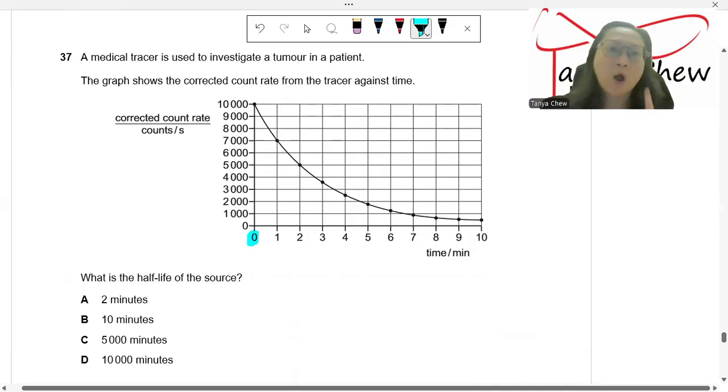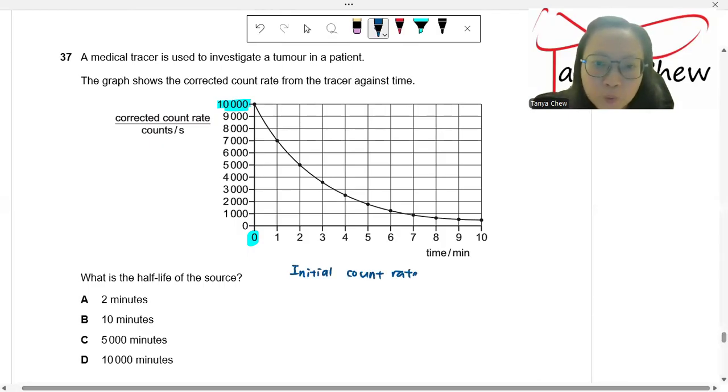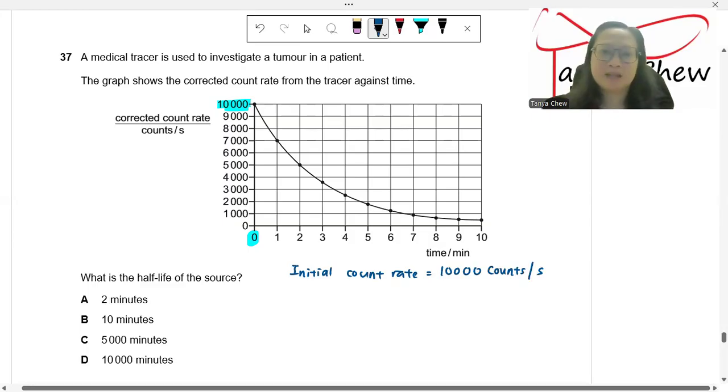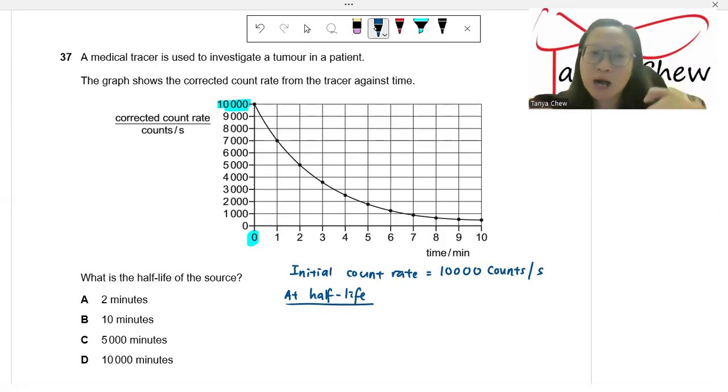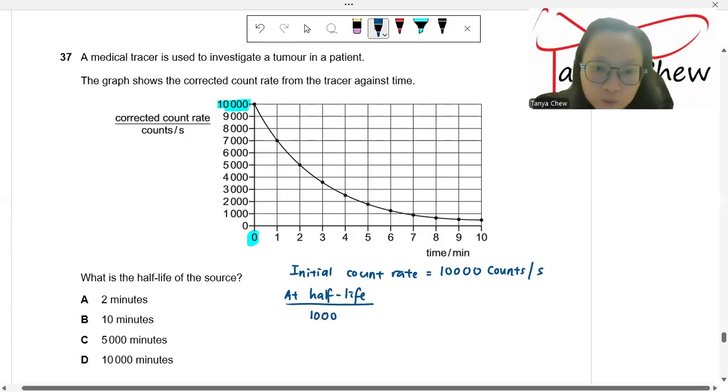When the time is equal to 0, what is the initial count rate? It is 10,000 counts per second. This is what we call the initial count rate. So at half-life, remember what is half-life? The definition of half-life is the time taken for a radioactive nuclide to decay to half of its count rate. So this count rate must decay to half of its initial value. So you take 10,000 divided by 2, and you get 5,000 counts per second.